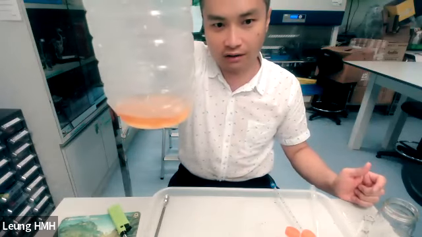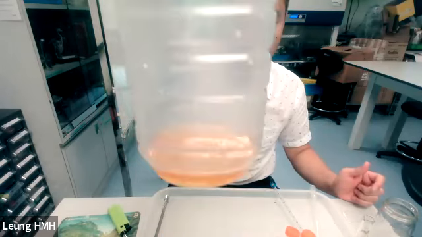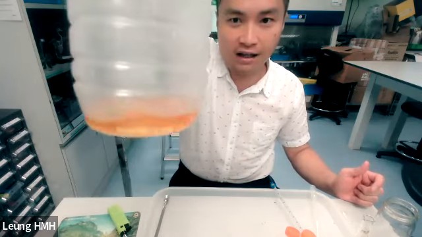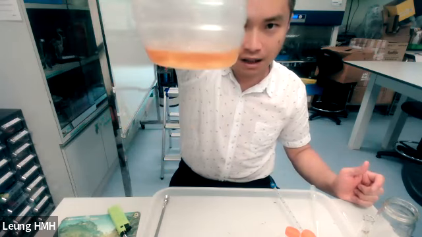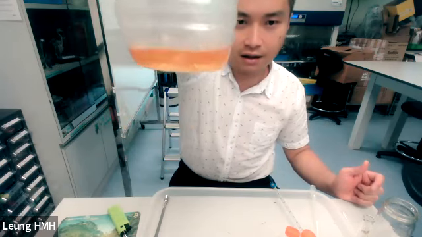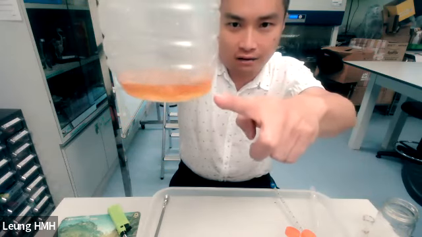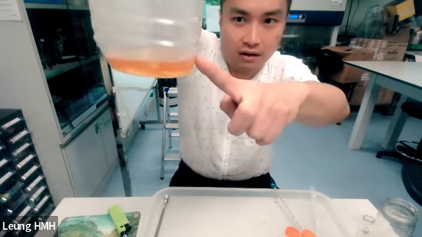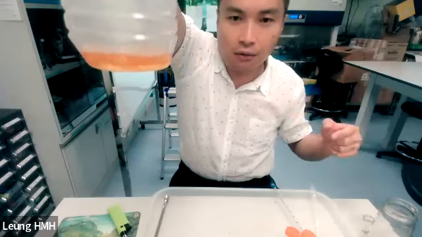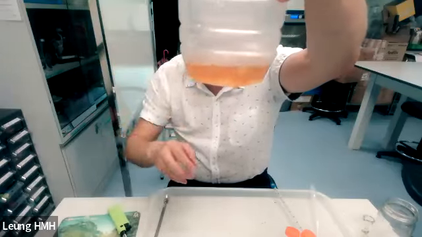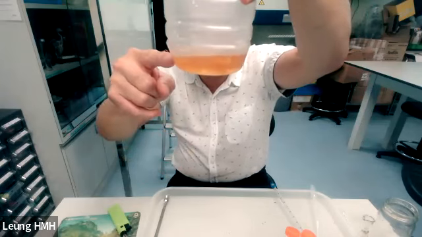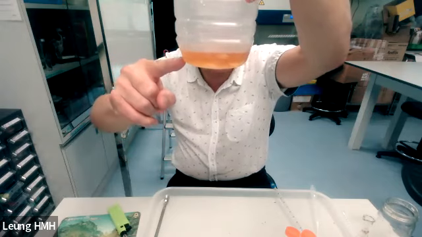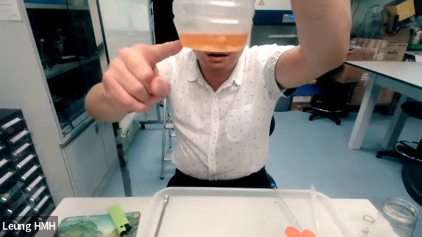This is the final product, right? You may find there is a layer here, and it is transparent, right? Okay, so the upper layer is biodiesel, and the lower layer is fat residue.